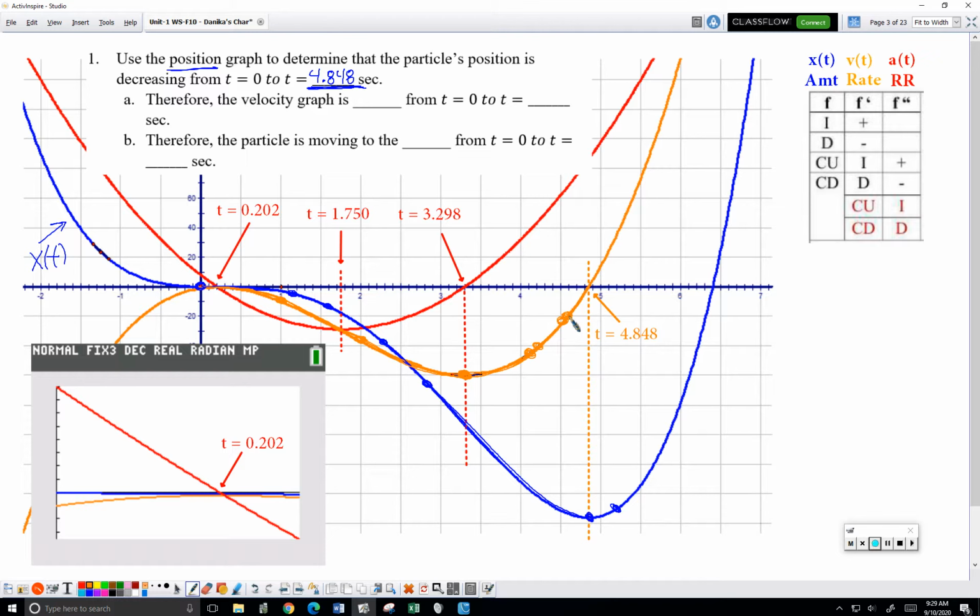Questions? Cool. All right, so the velocity graph is negative for that exact same time period. I also have a chart over here to help you. Okay, the chart summarizes what I'm saying. And I have to give credit to a student. I didn't come up with the chart.